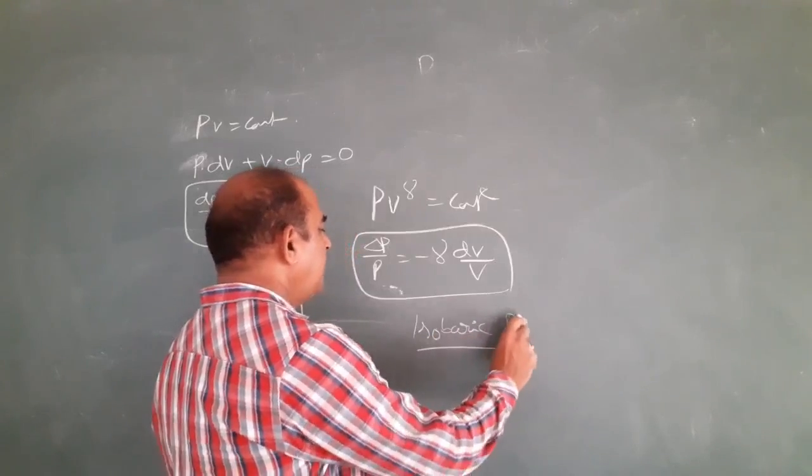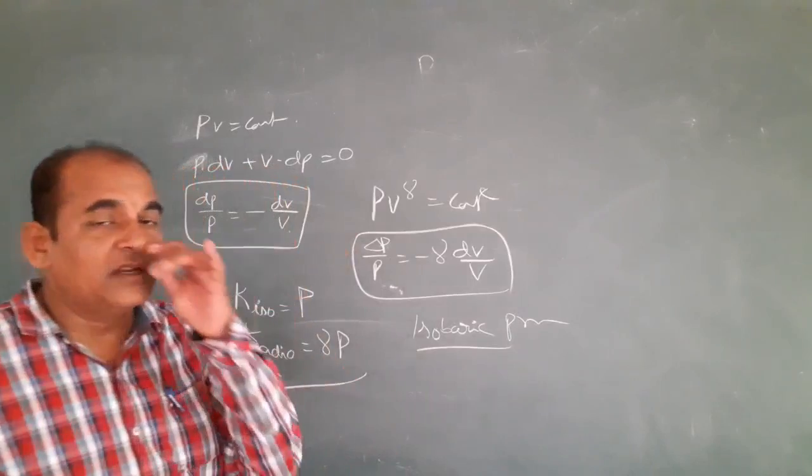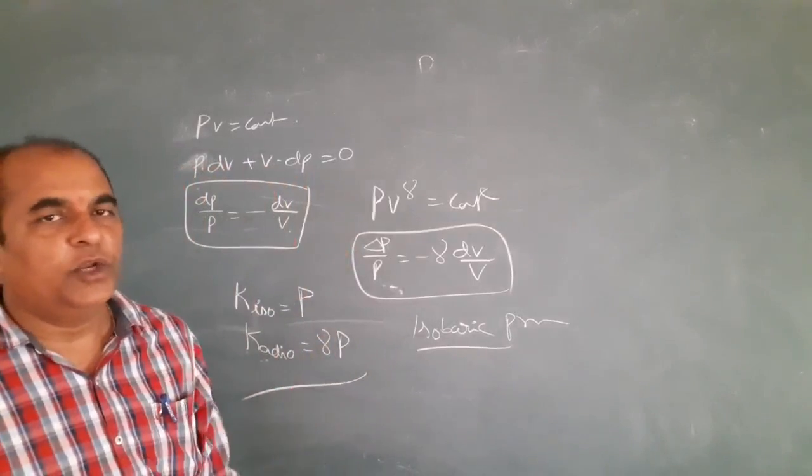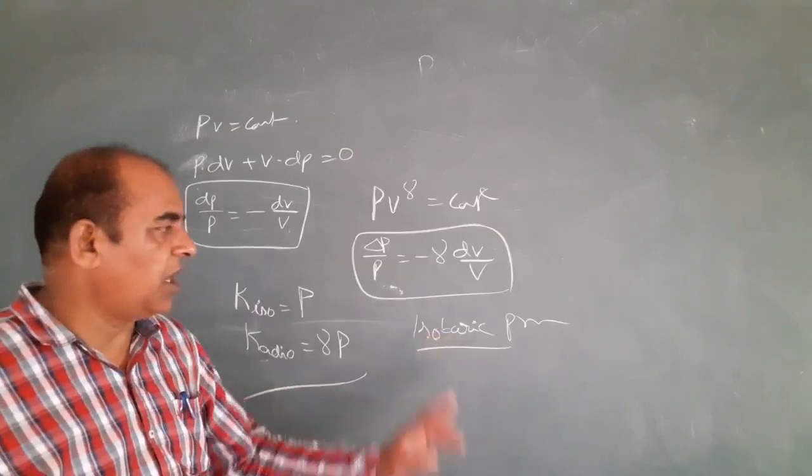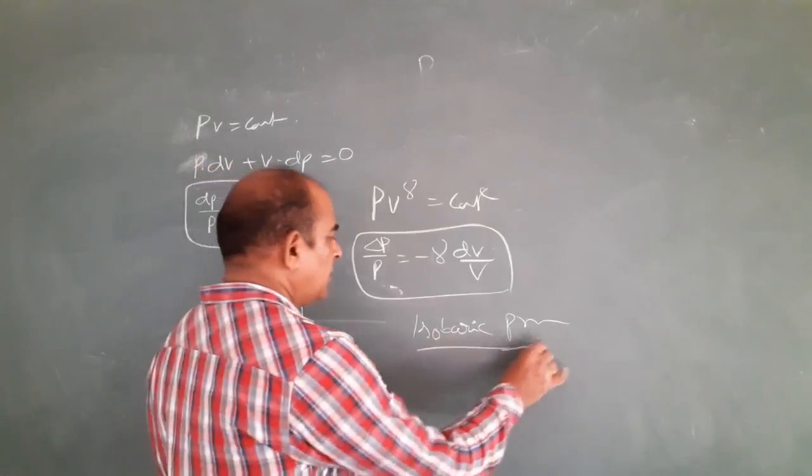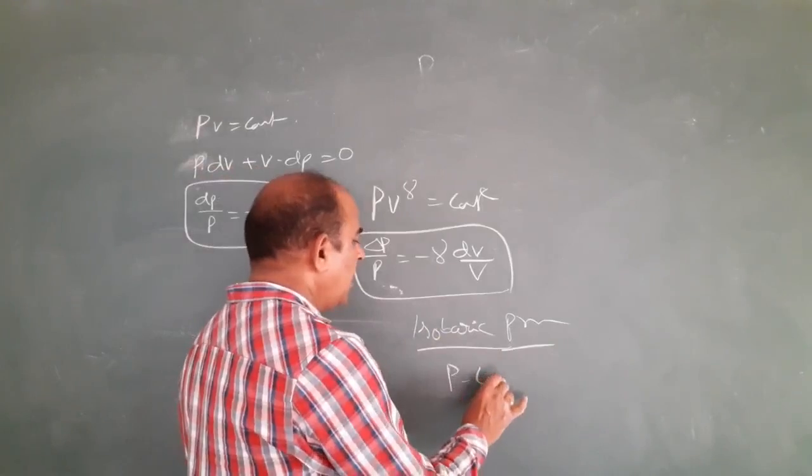Isobaric process means change in volume at a constant pressure. Change in volume and temperature at a constant pressure is called isobaric process. In this process, pressure is constant.